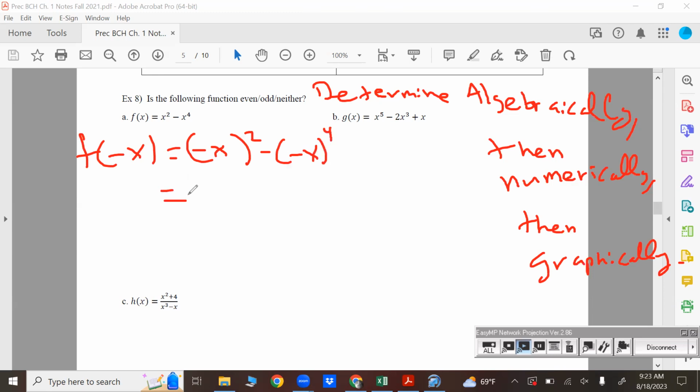So what happens when I square a negative? And if you take a negative to an even exponent, same thing. So f of negative x, is it the same thing as f of x? That's even.